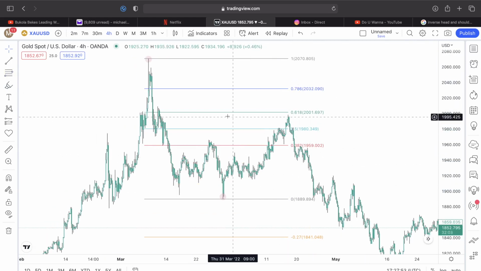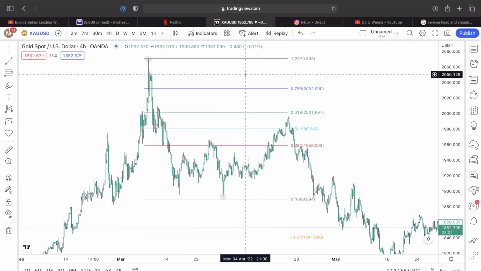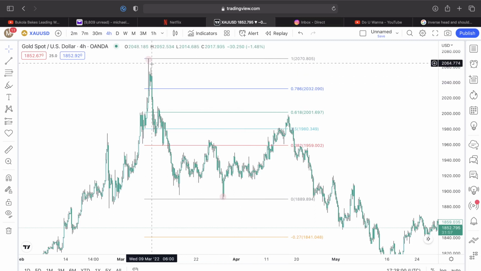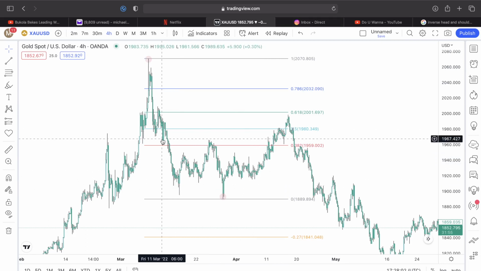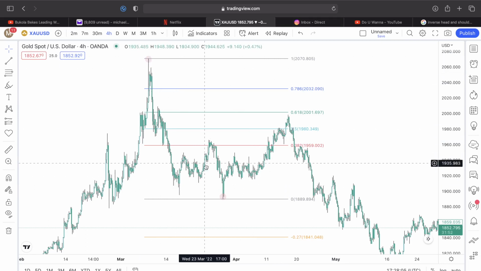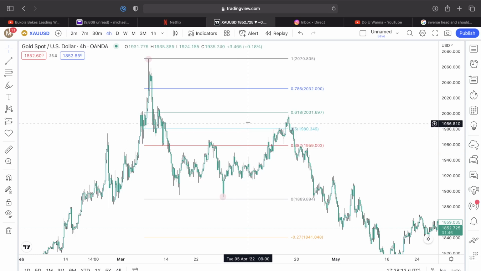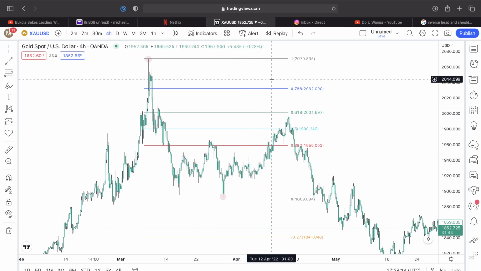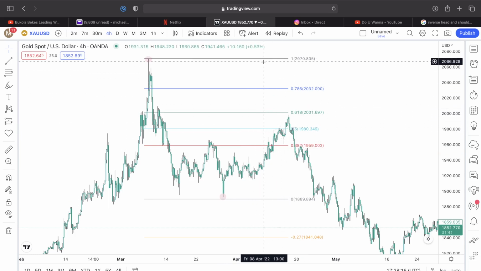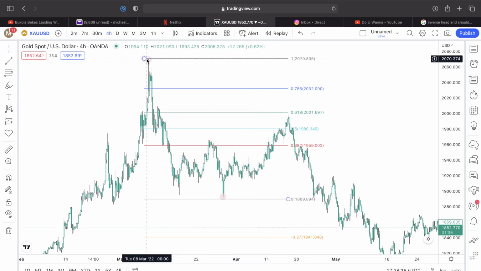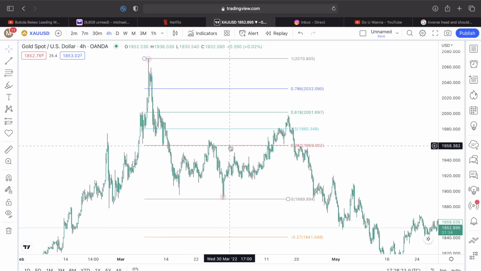Each number represents how big the retracement is. Basically it went up, it went down all the way here to the top, and it has retraced 38.2%, 50%, 61.8%, 78.6%, and this is the full 100%. From this black line to that black line represents the full 100%, and everything in between is 38, 50, 61.8, and 78%.